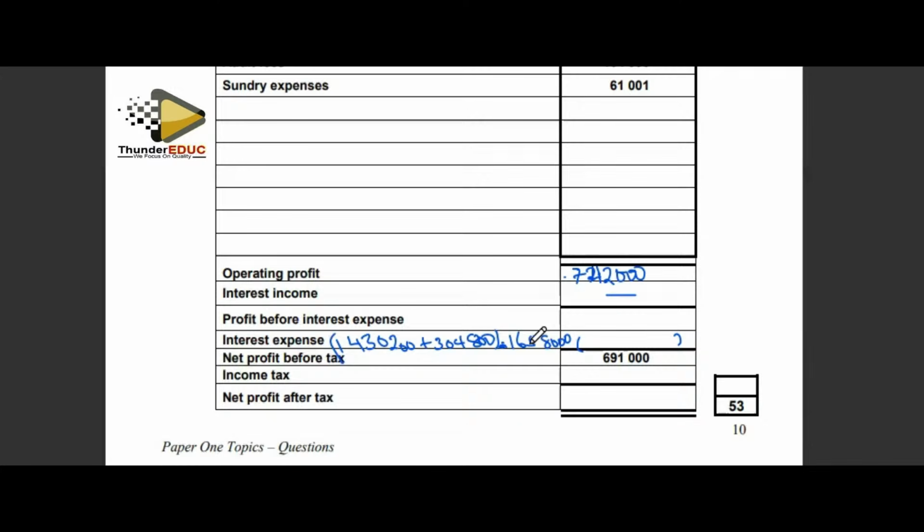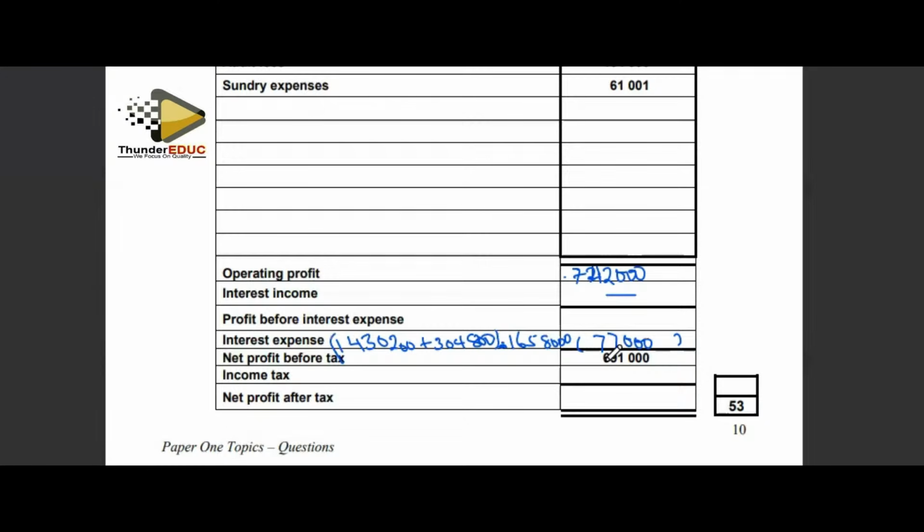So when I take this 173 minus 165,8,000, the balance is 77,000. That is the balance. It means that this is the interest we paid on the loan. That is the interest we paid on the loan, right?